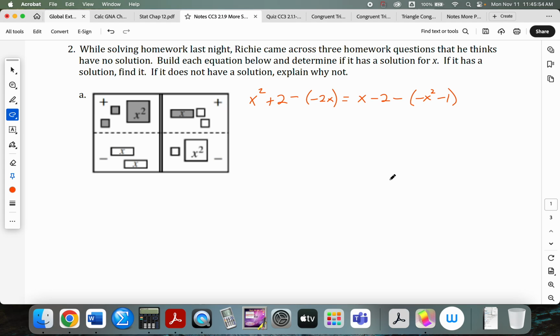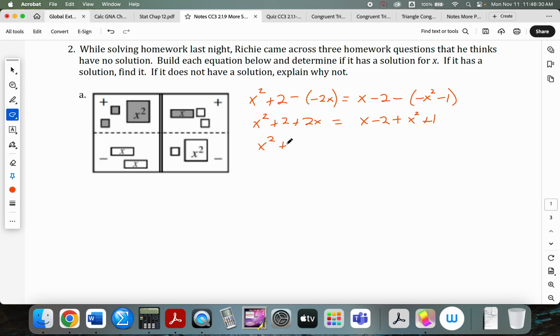We need to simplify these, but there's nothing I can do inside the parentheses because there are no like terms in the parentheses. And there's nothing I can do outside of the parentheses, so I'm just going to go ahead and do the opposite. So this is x squared plus 2. The opposite of negative 2x is positive 2x. Equals, here I've got x minus 2 minus a negative, that'll become plus x squared, and the opposite of negative 1 is positive 1.